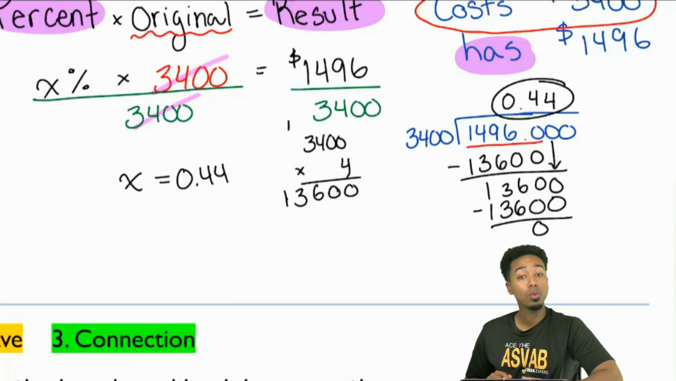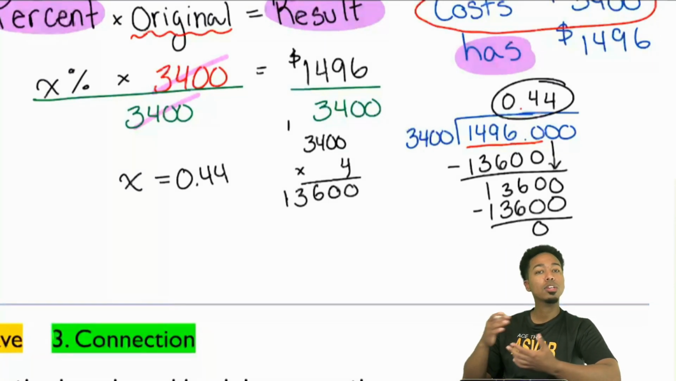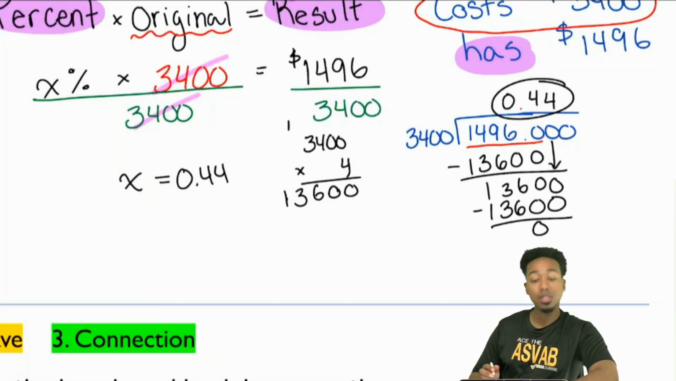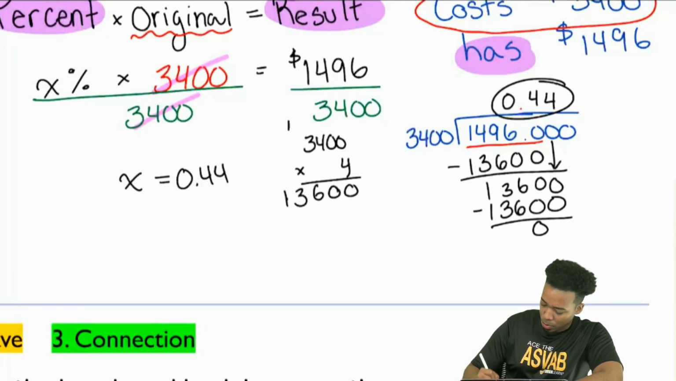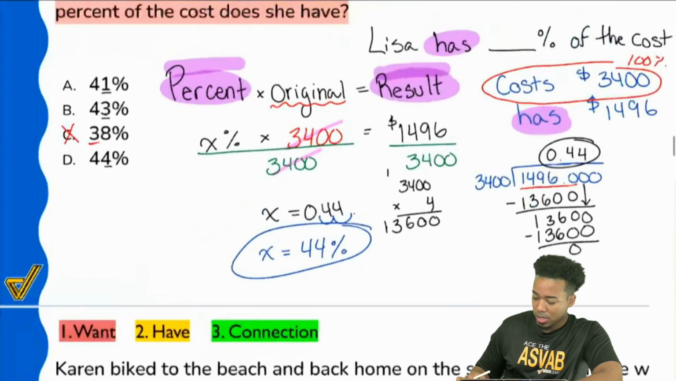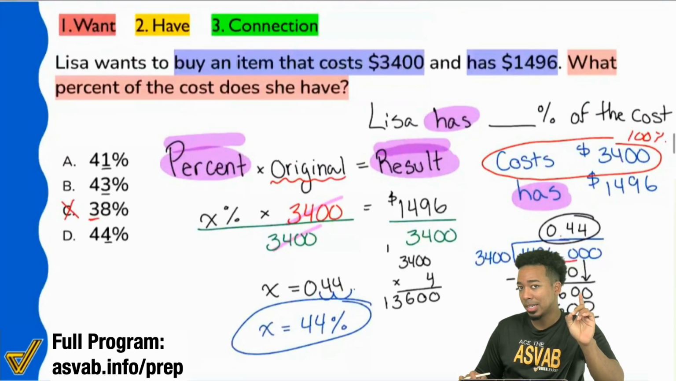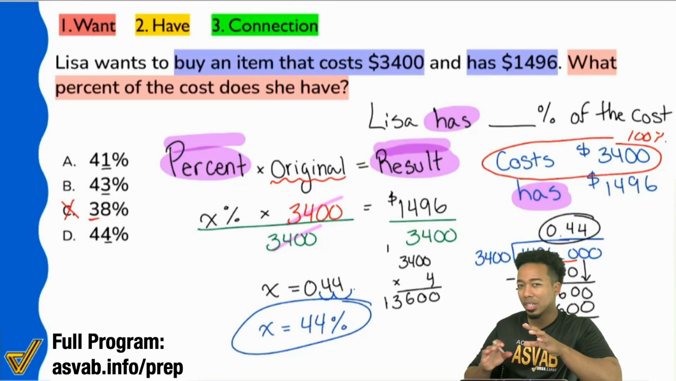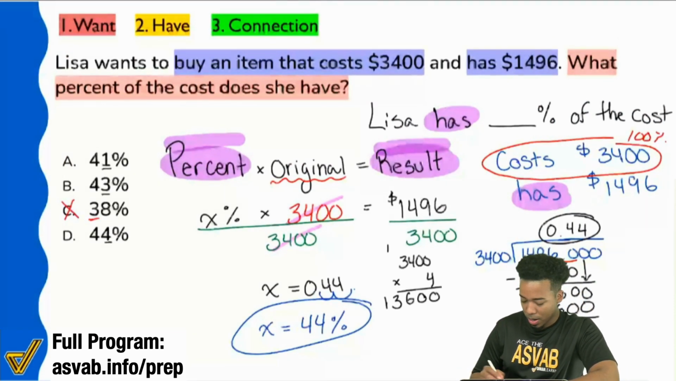Well, we can multiply by 100, or we can move the decimal place over to the right 2 times. Either way is going to work. 1, 2, so that means x equals 44%. So notice how the setup was easy, but the calculation was a little bit drawn out. Our answer here is going to be D, 44%.